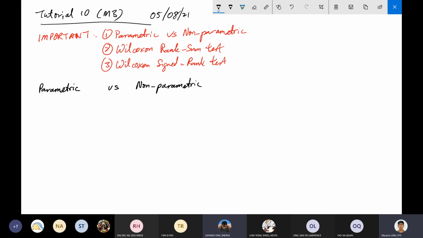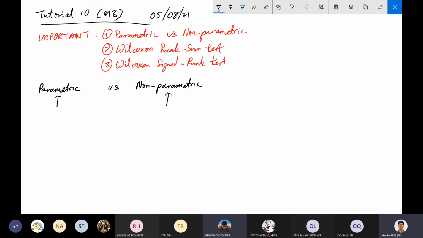Gerard, okay. So what is parametric? Non-parametric is categorical, nominal and ordinal data, and then parametric is interval and ratio. Basically, non-parametric, if I'm not wrong, doesn't really have fixed intervals, and parametric is more like numbers, with a fixed interval between each data.